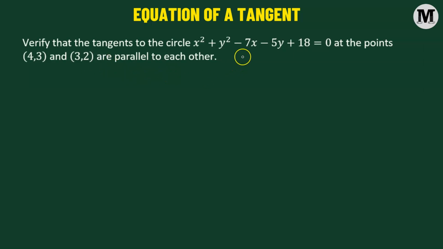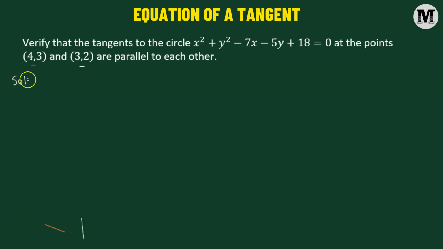Verify that the tangents to the circle at the points (4, 3) and (3, 2) are parallel to each other. So what we'll do is first try to determine the equation of the tangents at the point (4, 3) and at the point (3, 2), and we will verify that the slopes of the two lines are equal, which will tell us that they are parallel to each other. Let us begin.